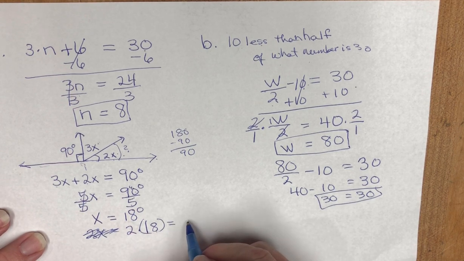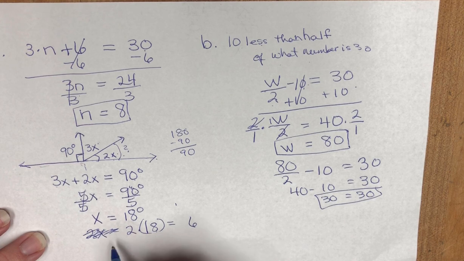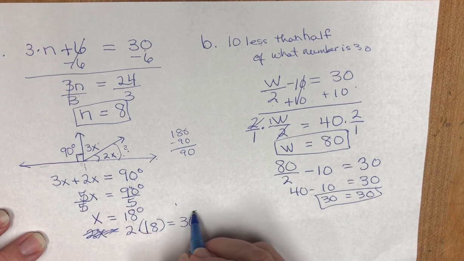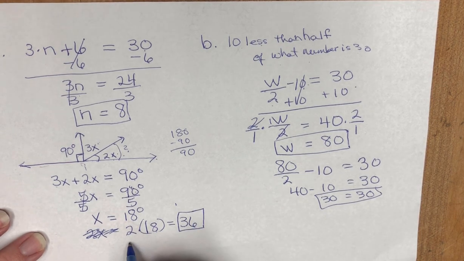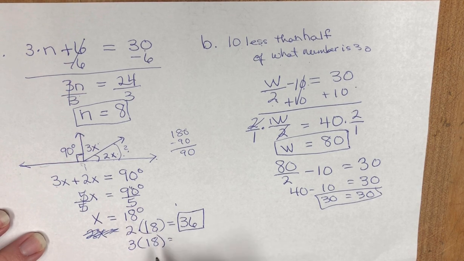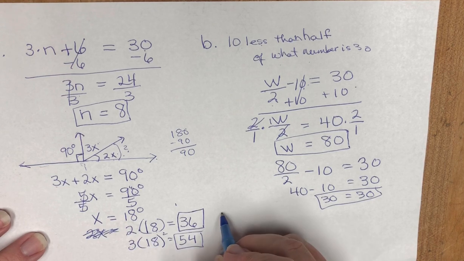So 2 times 8 is 16, carry my 1. 2 times 1 is 2, plus 1 is 3. So the smallest angle is 36. If we want to know the larger angle, it'd be 3 times 18. 3 times 8 is 24. 3 times 1 is 3, plus 2 is 5. And we would know that the larger angle is 54.